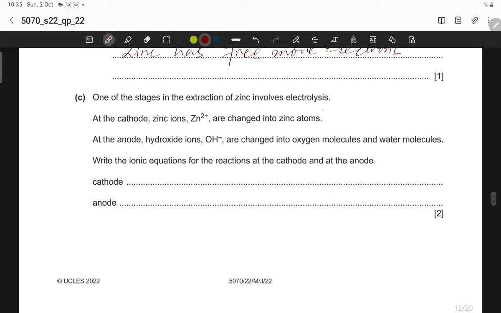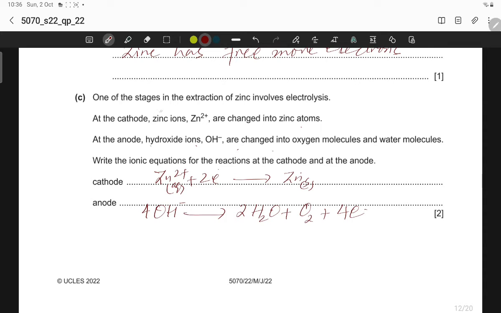One stage in the extraction of zinc involves electrolysis. At the cathode, zinc ions are changed into zinc atoms. At the anode, hydroxide ions are changed into oxygen molecules and water molecules. Write the ionic equation for the reaction at the cathode and at the anode. Anode: 4OH- gives 4 electrons.